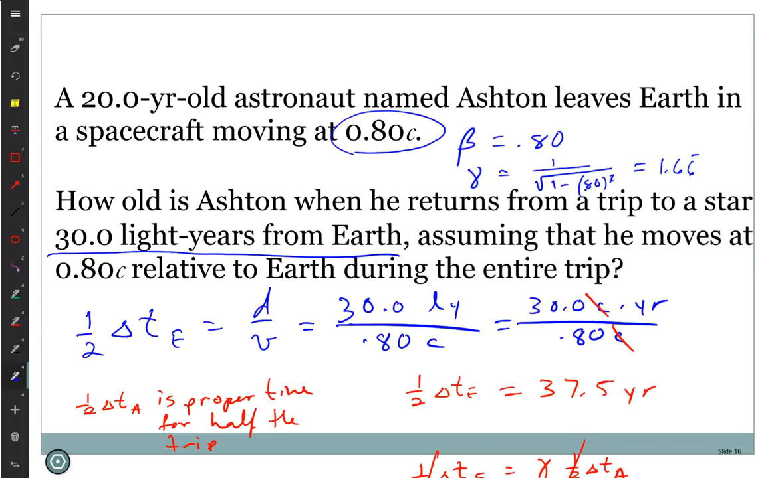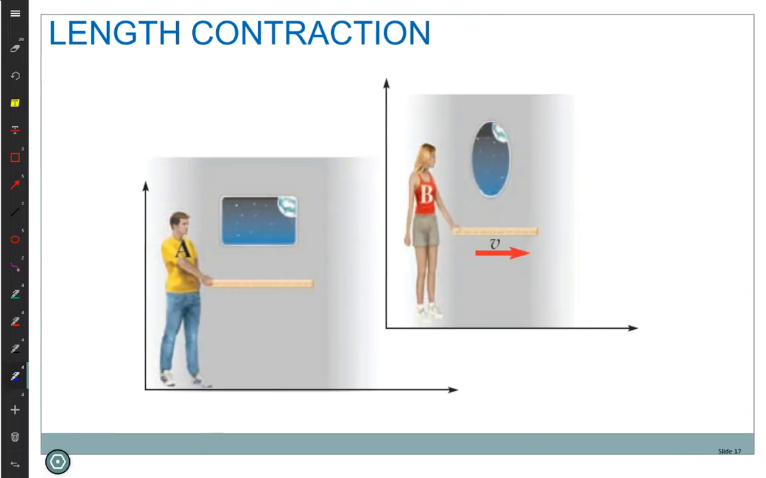Cool though, isn't it? Now to length contraction. We learned about time dilation. The time it takes to go from point A to point B is different in the two reference frames. But each reference frame agrees on speed.